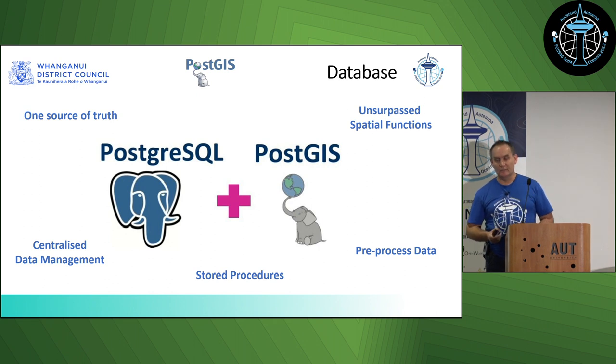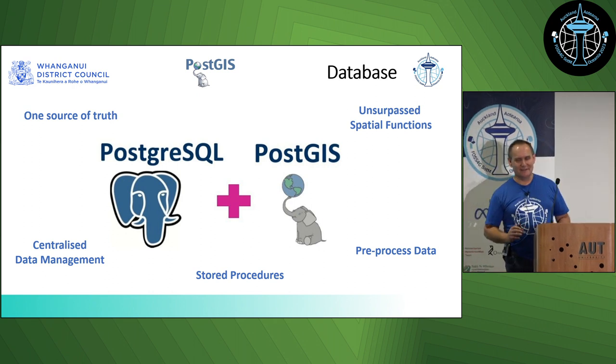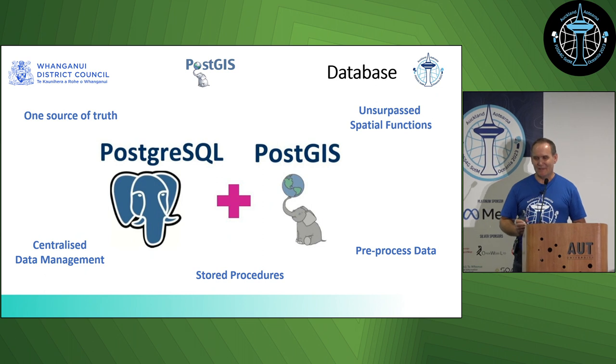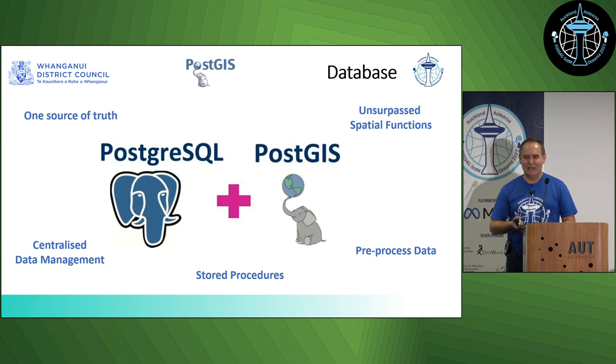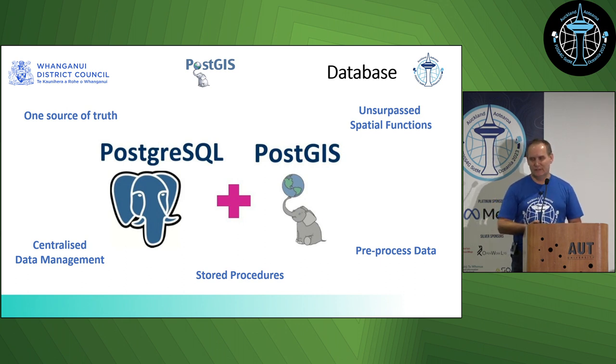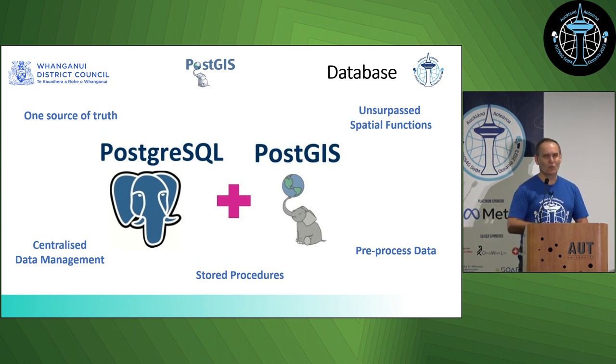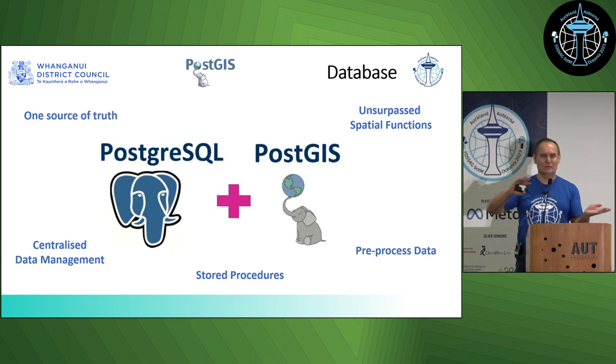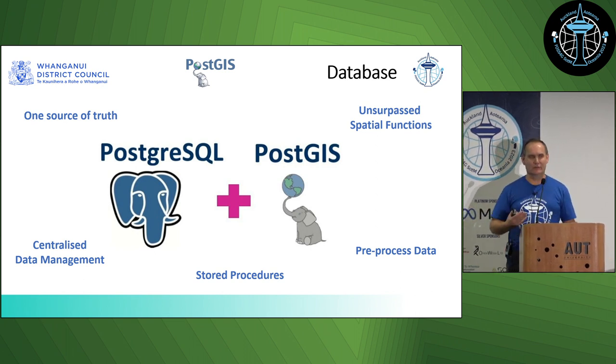Our database. So obviously we no longer really have the good old Windows file system anymore. We have this lovely database called Postgres with the PostGIS extensions. And probably the biggest thing for us is that it gives us unsurpassed spatial functionality. I can pre-process data in the database before it even hits any of those other systems. The stored procedures set up in Postgres is unbelievable. I can write a model in QGIS, call a stored procedure, it goes and does something and then spits it back to the model. And everything's happening database side.